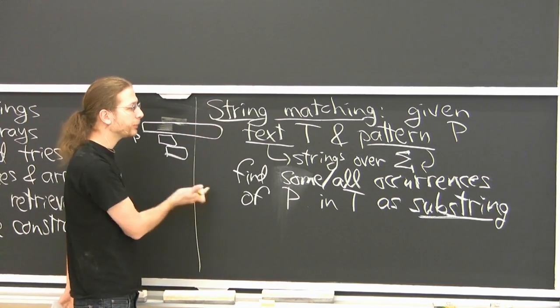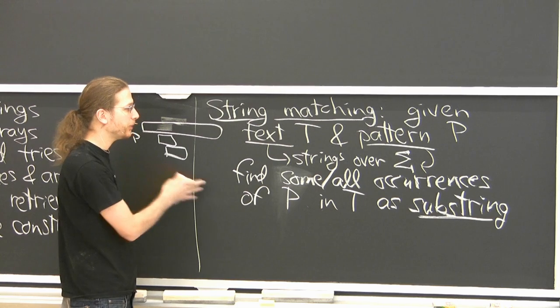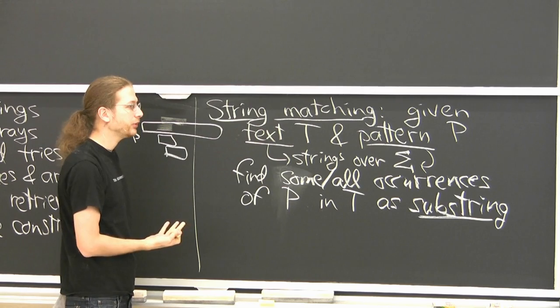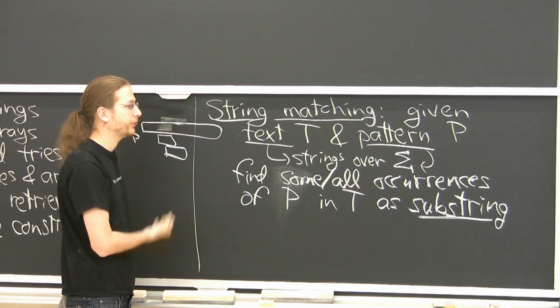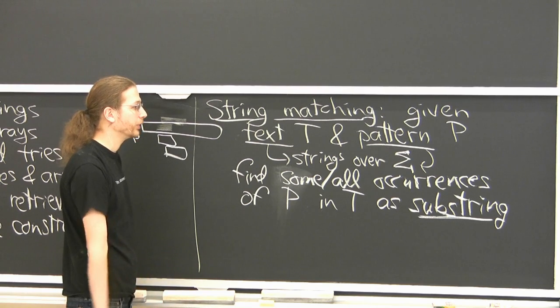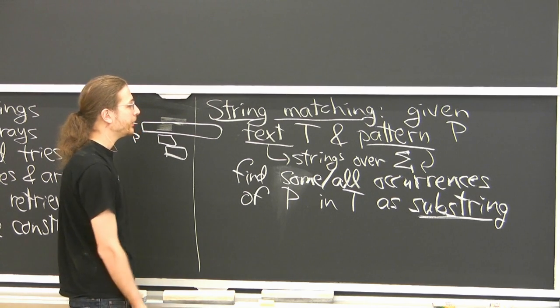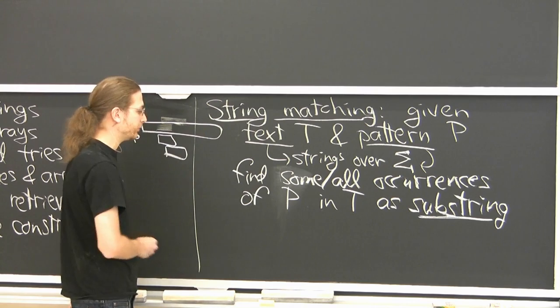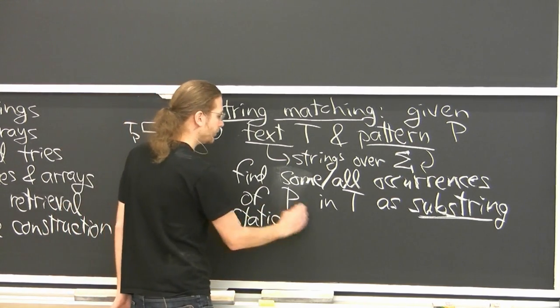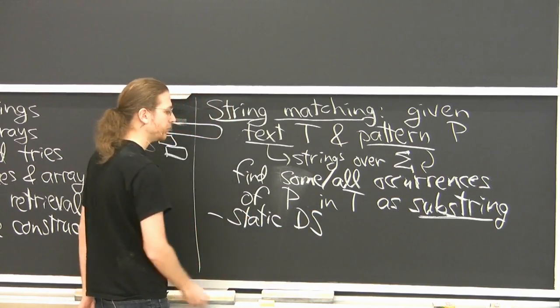This is both an algorithmic problem and a data structures problem. If I give you this text and the pattern, I just want to know the answer. You can do that in linear time. It's the famous Knuth-Morris-Pratt, or Boyer-Moore, or Rabin-Karp. Lots of linear time algorithms for doing that. We're interested in the data structure version of the problem, a static data structure.